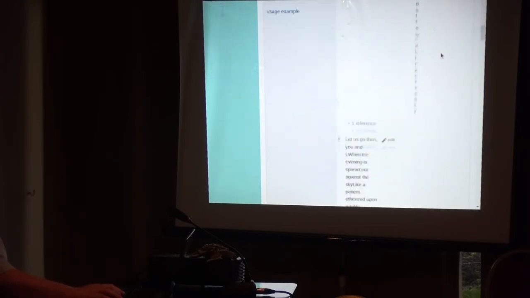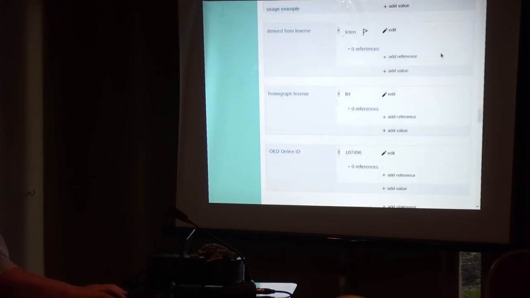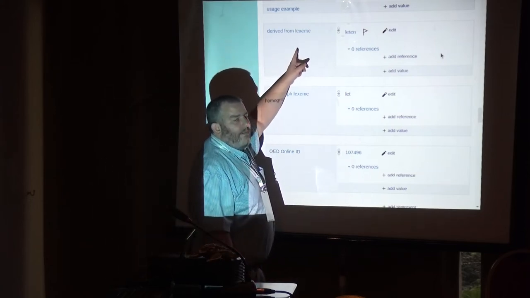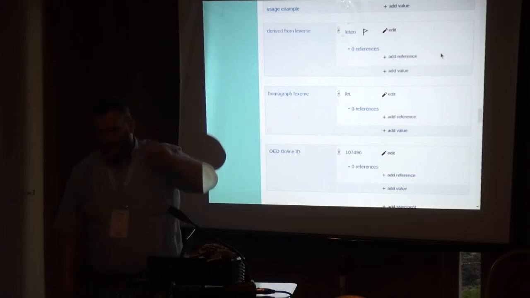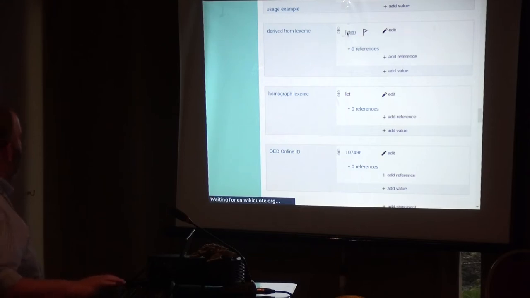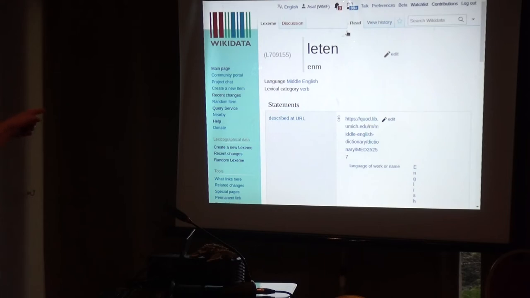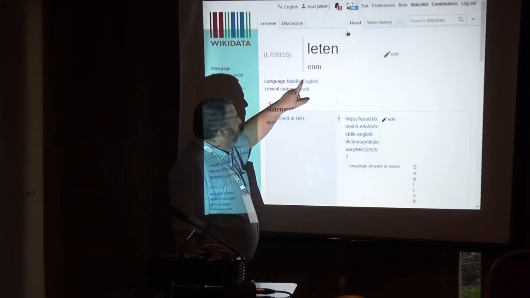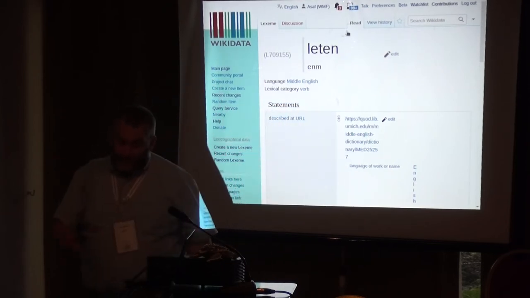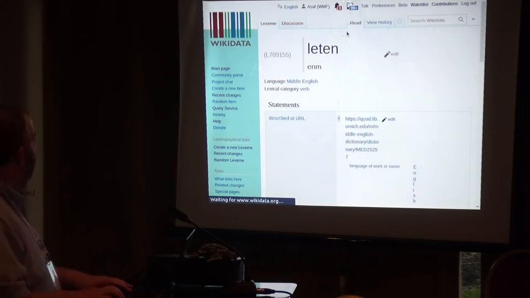Okay, what else do we know about this? We have some usage examples that I'm going to skip, and I'm going to come back to them. We know that it is derived from another lexeme, and it's derived from the lexeme lætan, in Middle English. In medieval English, the word lætan is the source of the modern English let. And by the way, we can click through and reach this totally different lexeme, and you can see that it's not EN, it's ENM, Middle English. It's a different language, and it's a verb in Middle English. Let's go back to our original lexeme, though.